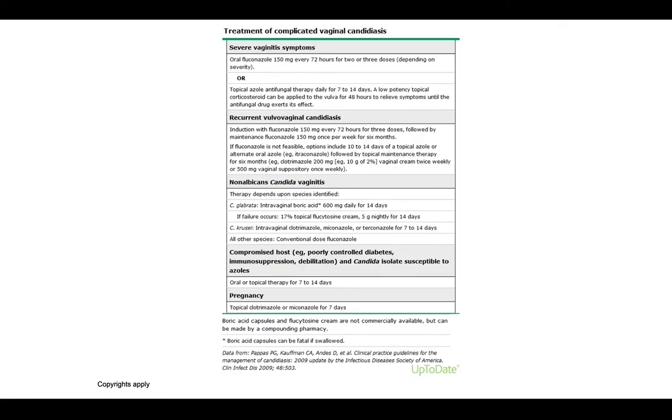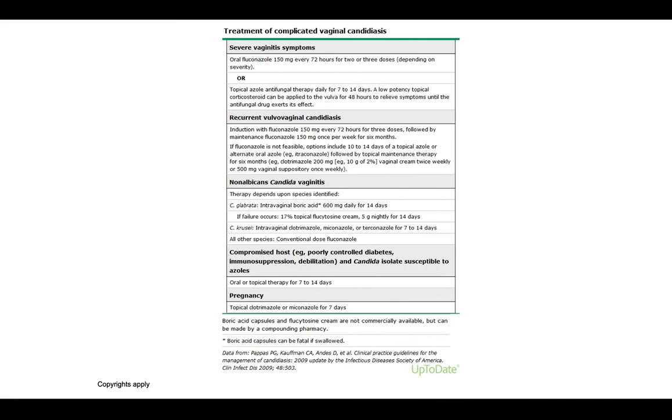Treatment of a complicated vaginal candidiasis, so either severe vaginitis symptoms, however, just the first episode, can be treated the same way an HIV positive patient could be treated. So oral fluconazole 150 milligrams every 72 hours, which means day 1, day 4, and day 7. 3 doses, depending on the severity, which can also be given in topical form for 7 to 14 days.